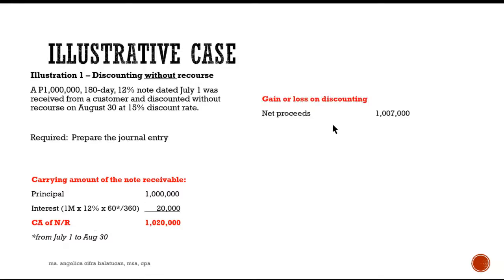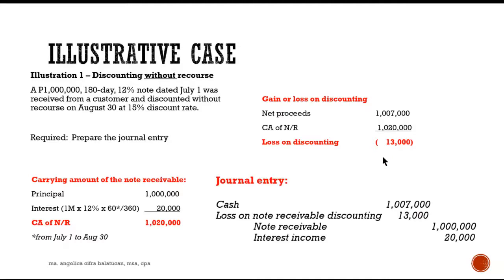And to determine the gain or loss on discounting, we are going to deduct from the net proceeds the carrying amount of the note. Okay, so the amount that we receive is 1,007,000 and the carrying amount of the note is 1,020,000. So there's a loss on discounting in the amount of 13,000. So the journal entry would be: cash, which is the proceeds, 1,007,000. We close the note receivable of 1 million. We credit the interest income of 20,000 and the balancing figure is the loss on note receivable discounting. Again, this is without recourse. So totally ato nang gisurrender ang note receivable to the endorsee or sa financial institution.